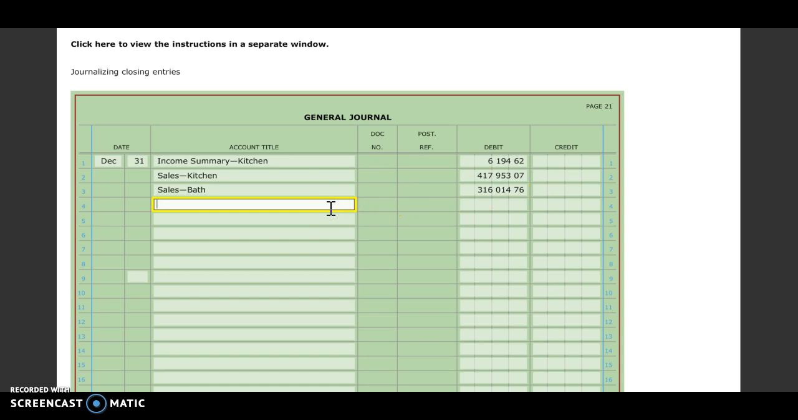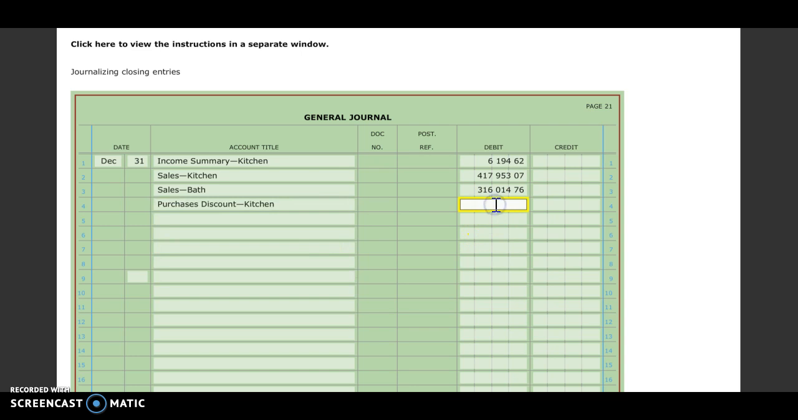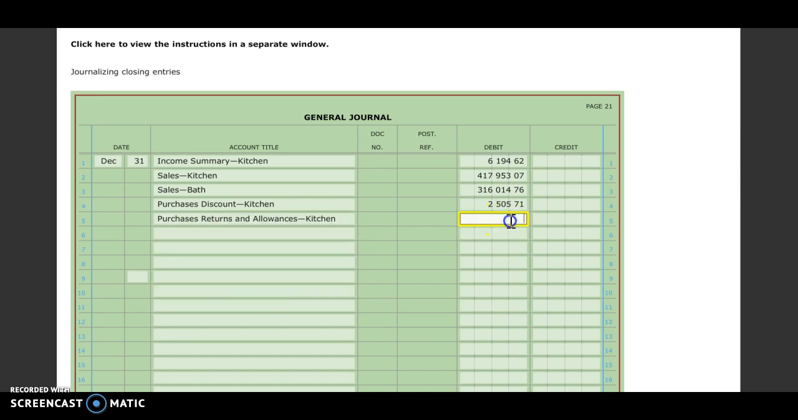$316,014.76. My next account that has a credit balance is purchases discount kitchen. I'm going to debit to close it for $2,505.71. Next, I'm going to close purchases, returns, and allowances kitchen for $4,925.52.